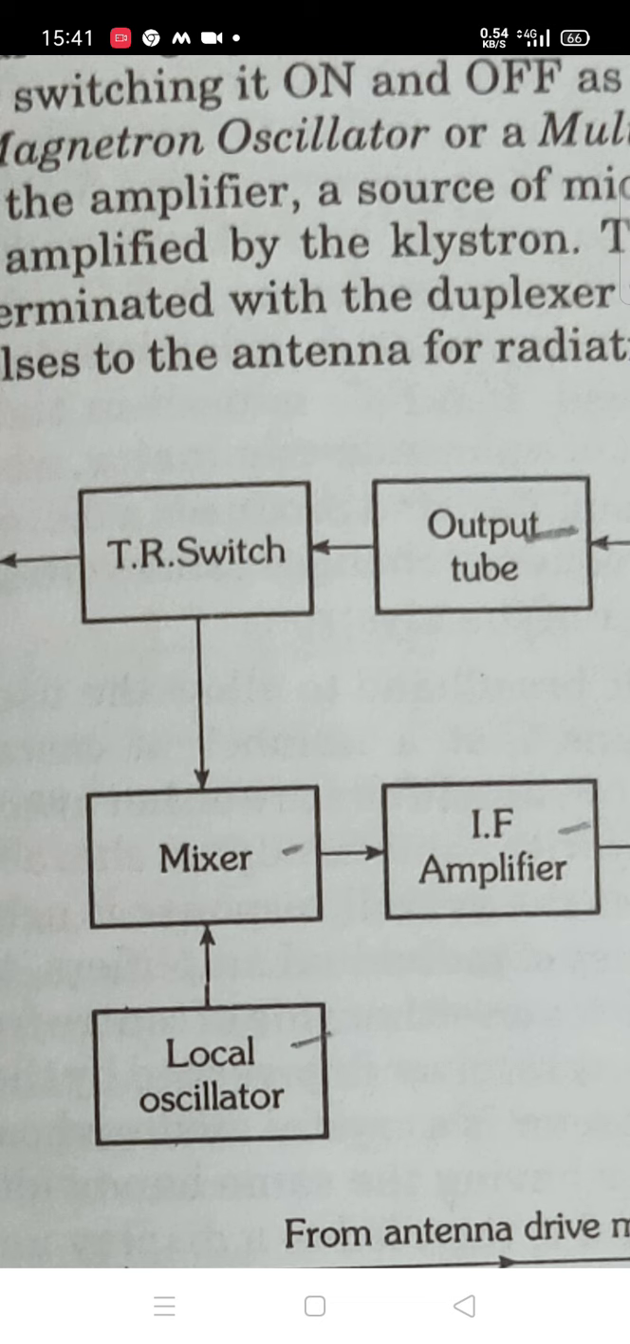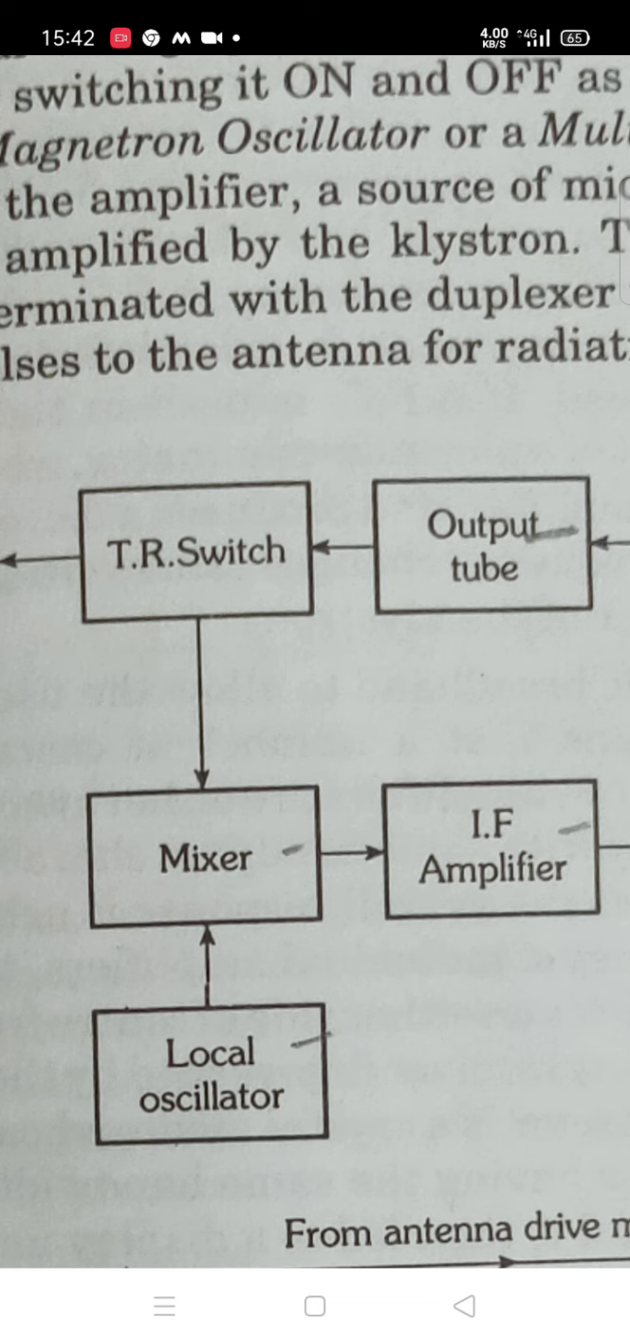Okay, the receiver section is connected to the antenna at an appropriate time by the duplexer. As we saw in the beginning, the duplexer's work is that when the transmission of electromagnetic waves ends from the transmitting antenna, the duplexer will disconnect the transmitter from the antenna and connect the receiver to the antenna. So the receiver section is connected to the antenna at appropriate times by the duplexer.